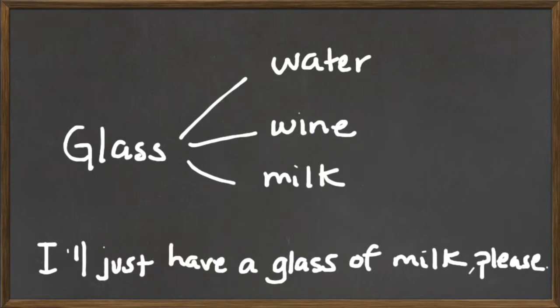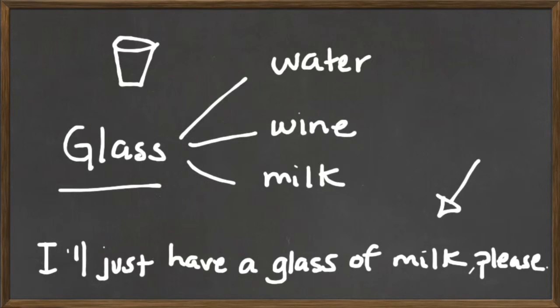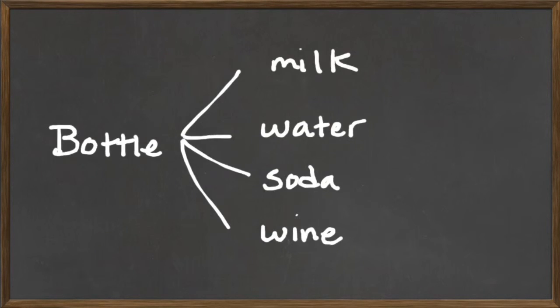Okay, so now for glass, the container glass, which is something like this. This is pretty much the material. A glass. We can use glass of water, glass of wine, or glass of milk. For example, I'll just have a glass of milk, please. This is something you say at a restaurant. And now for bottle, we have bottle of milk, bottle of water, bottle of soda, or bottle of wine.